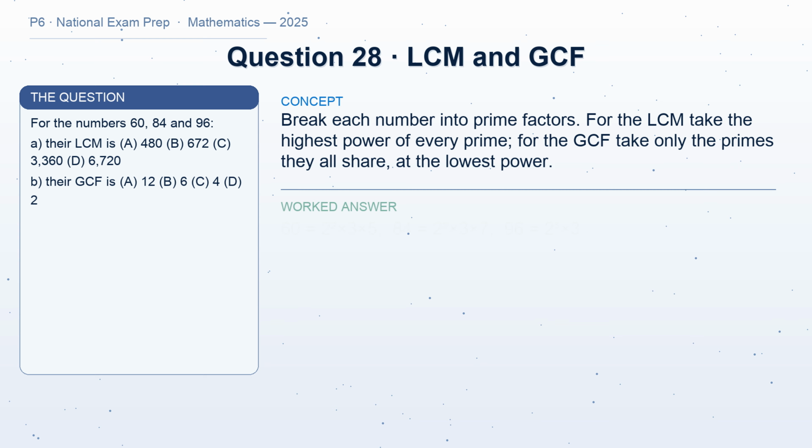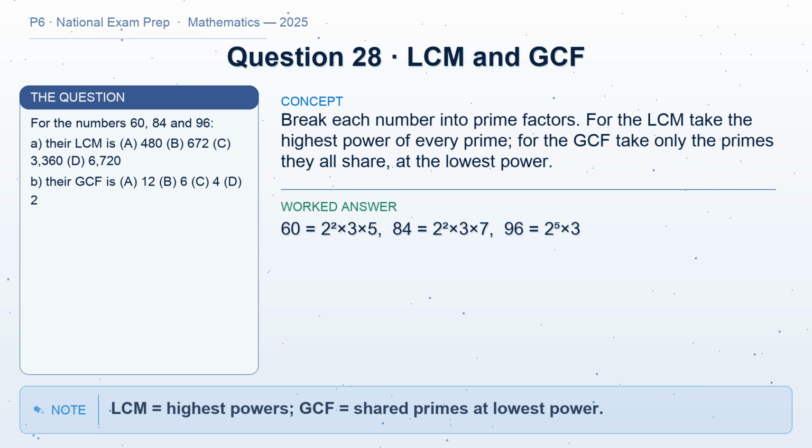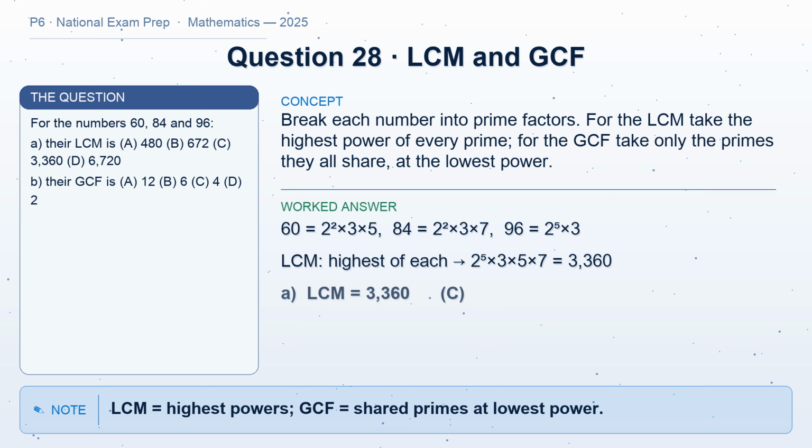60 is 2 squared times 3 times 5. 84 is 2 squared times 3 times 7, and 96 is 2 to the 5th times 3. For the LCM, the lowest common multiple, we take the highest power of every prime we see. That is 2 to the 5th times 3 times 5 times 7, which is 3,360. So part A is option C.